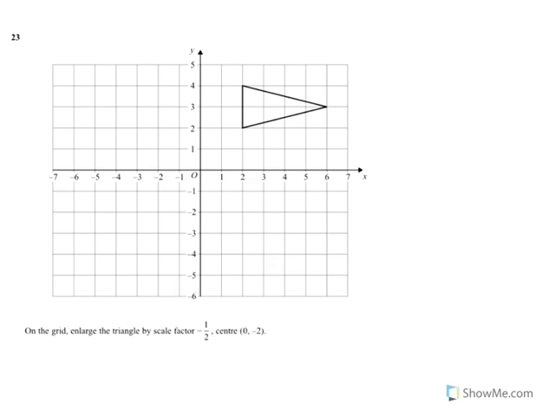Question 23. On the grid we need to enlarge the triangle by the scale factor of minus a half from the centre (0, minus 2). So that's our centre of negative enlargement. So our scale factor is a half and it's minus a half. So from the centre of enlargement up to the first point, we have to go across 2 and up 4. So I have to go across 1 and down 2.